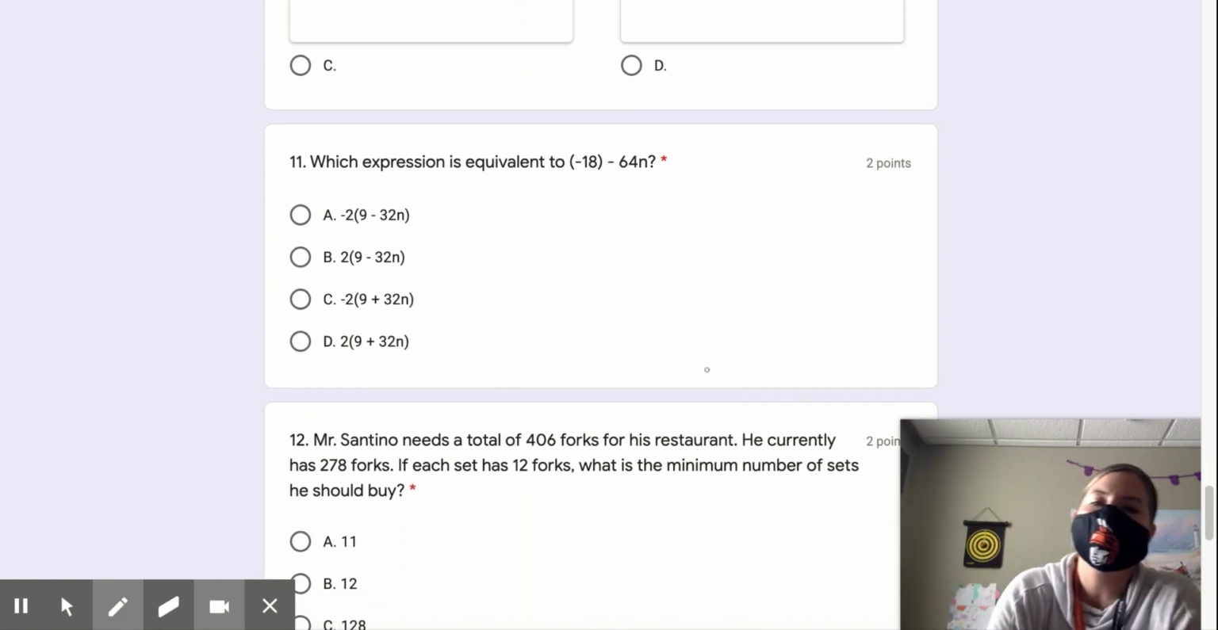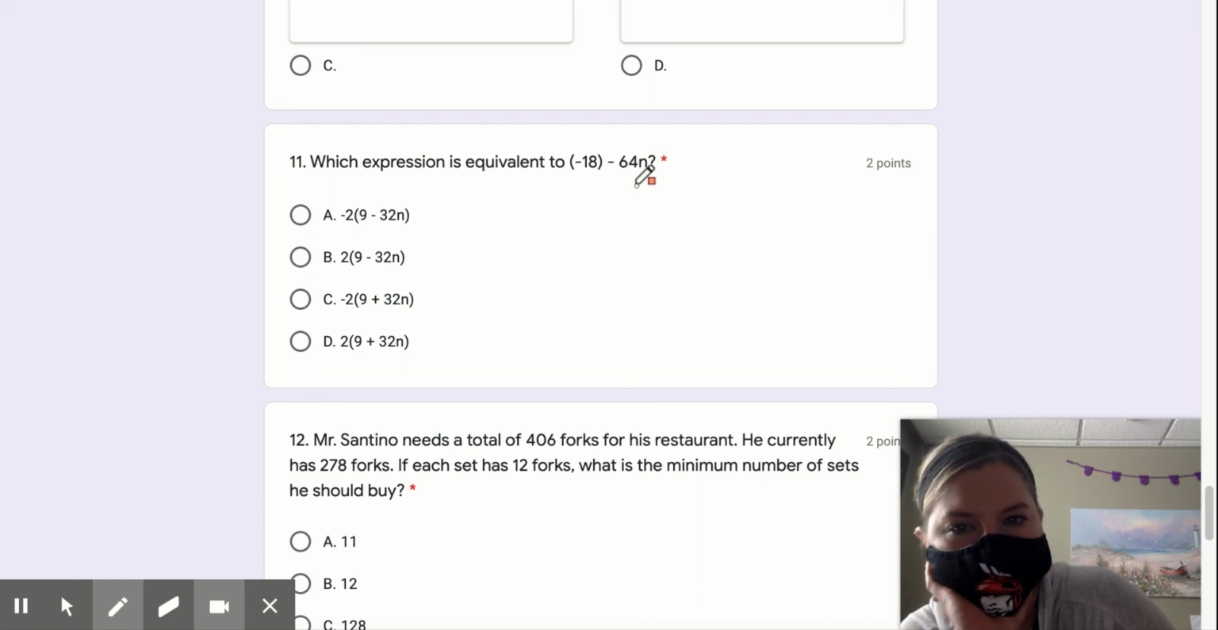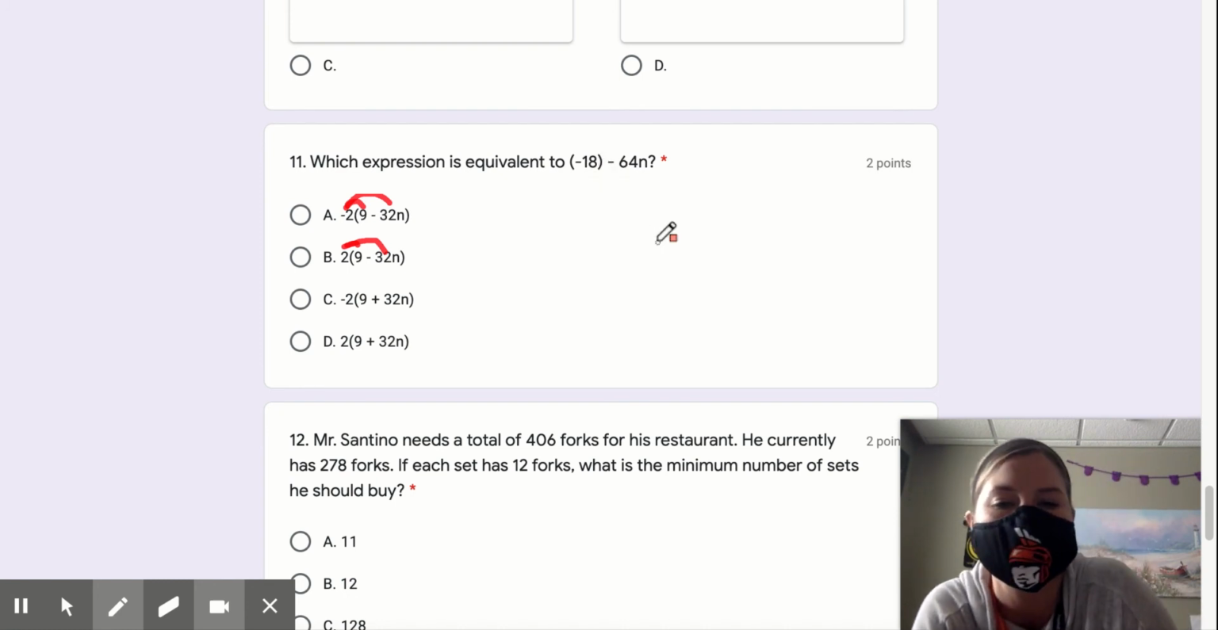All right, question number 11. Which expression is equivalent to negative 18 minus 64n? So this one, they're actually factoring out a 2 or a negative 2. In order to match one to this, you're going to want to distribute, which means multiplying each of these terms and see which one matches the correct answer. All right, so go ahead and distribute those and see which one matches negative 18 minus 64n.